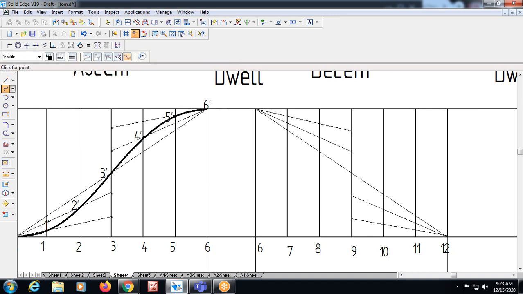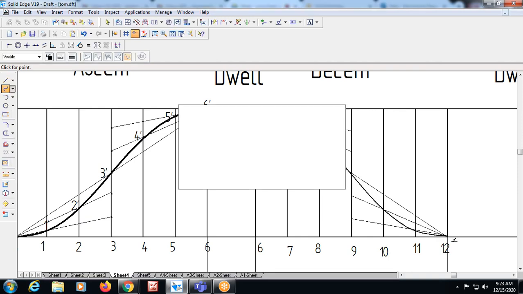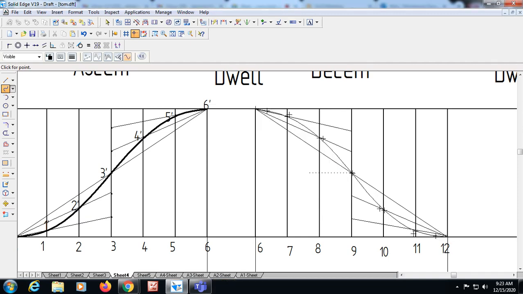You understood the procedure. So from here again this curve, the intersection of this thing, then the center one, then this center, then this intersection, and finally this intersection. So this curve I will make dark.